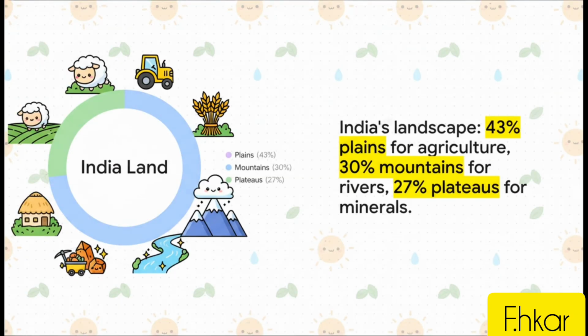And this chart gives us a picture of the land itself. You can see that a big chunk, 43%, is plains, which is vital for farming and where most people live. Then you've got 30% mountains, which are the source of our major rivers. And finally, 27% is plateaus, which are full of minerals. Each area has its own special resources and its own challenges.